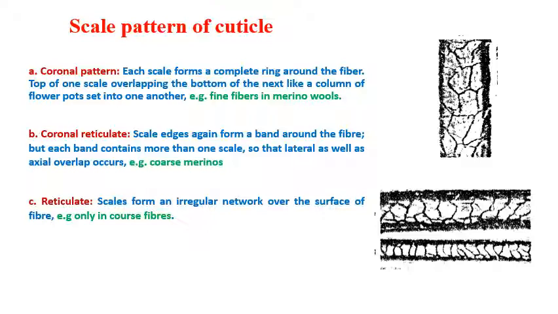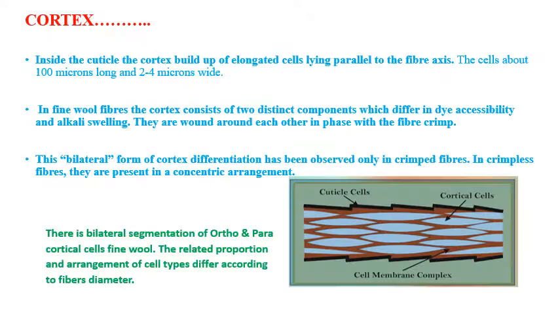And the third type of cuticle scale pattern is reticulate. Here the scales form an irregular network over the surface of the fiber, and the examples are the coarse fibers. All kinds of coarse fibers will have a reticulate pattern. So under the microscope, if we see the scale pattern, we can identify what kind of fiber it is or what is the origin of such fibers.